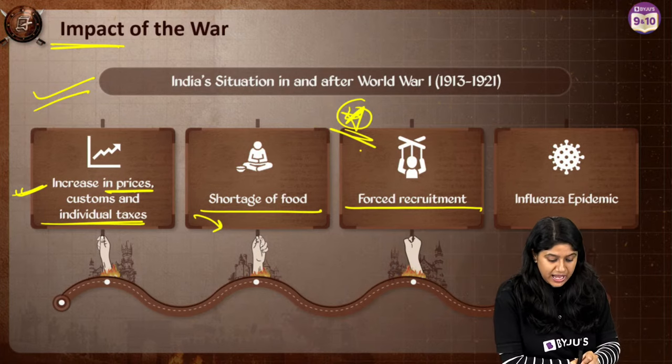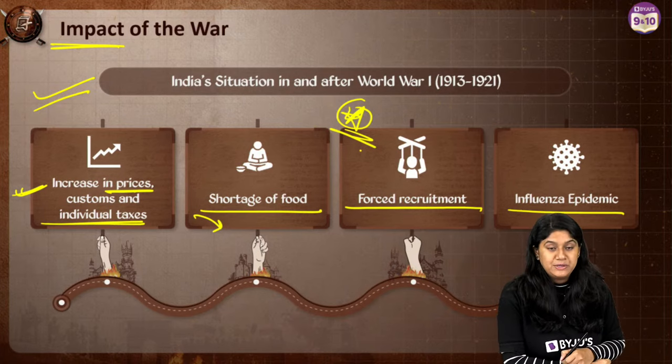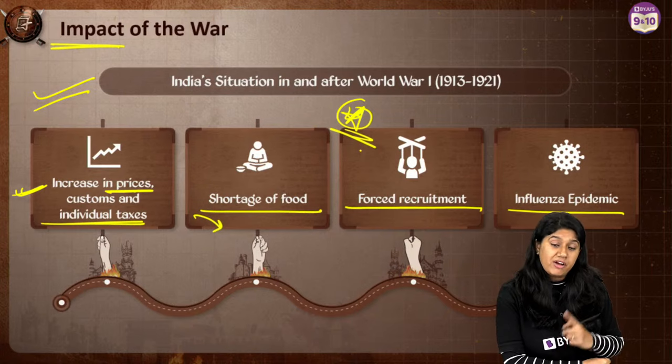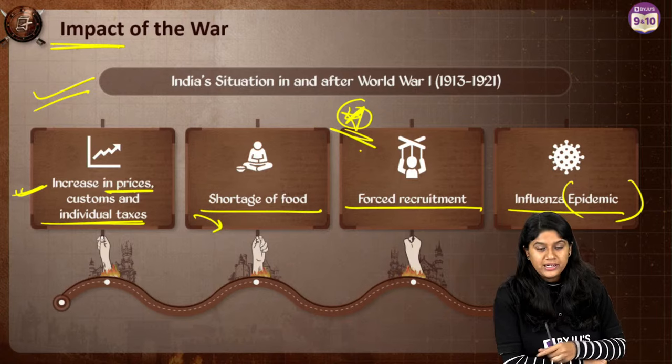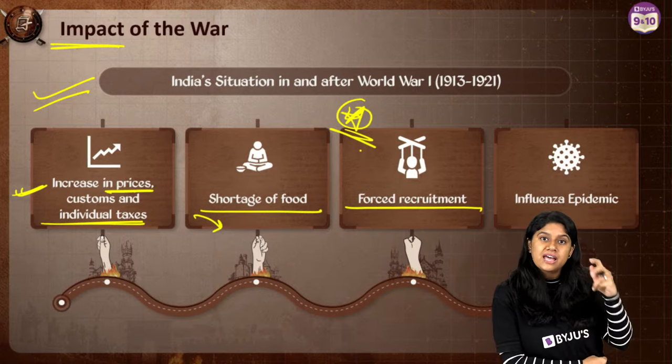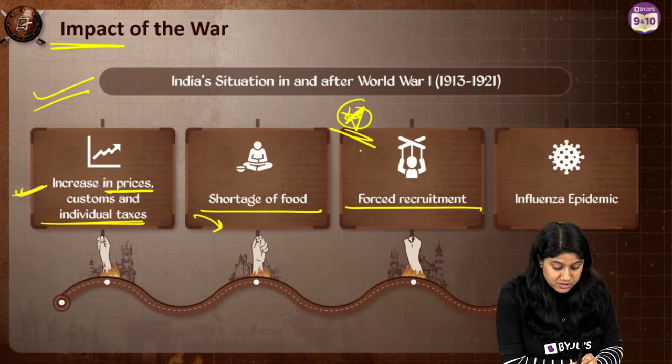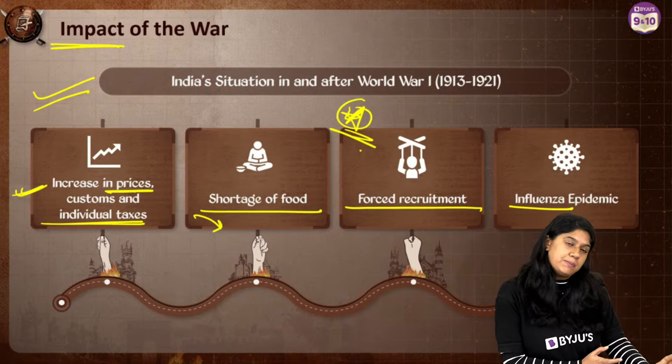Then, of course, we have the influenza epidemic. What is the meaning of epidemic over here? It is there in that particular region only. It's not a pandemic, which is throughout the world, but it is an epidemic, which means that it is there in one particular region. Because of that, also many people suffered and many people lost their lives.